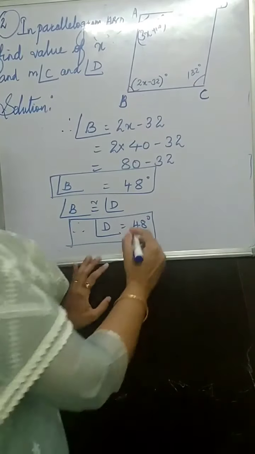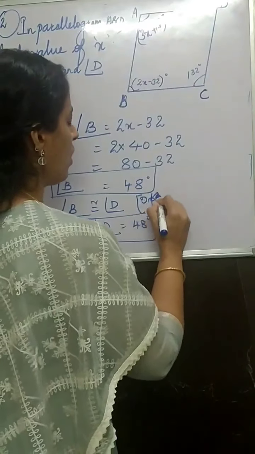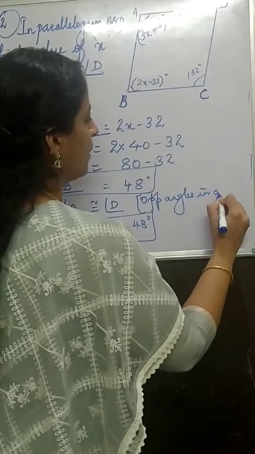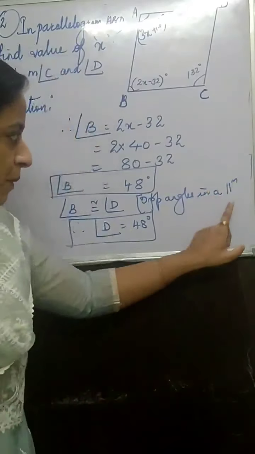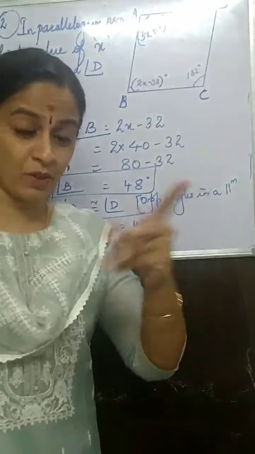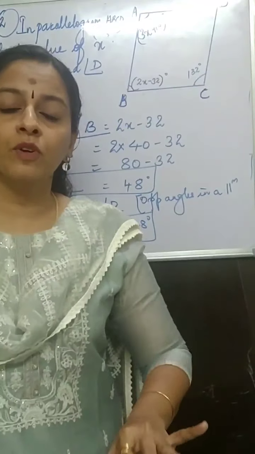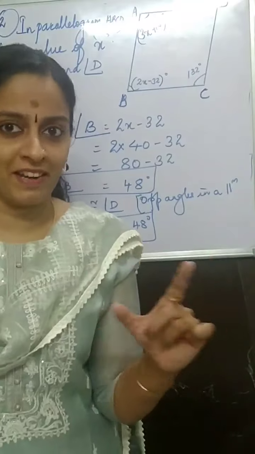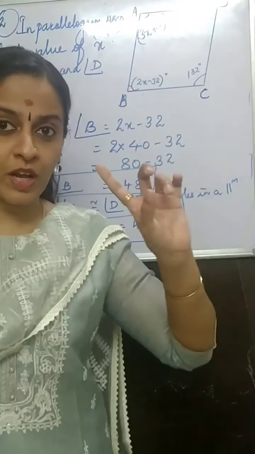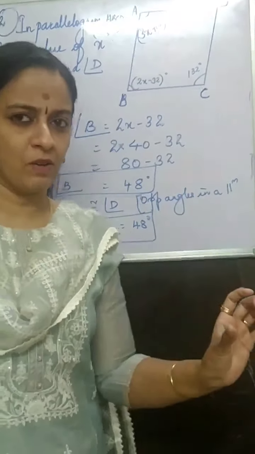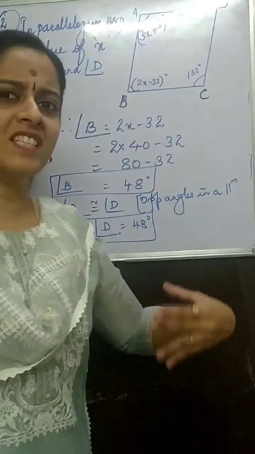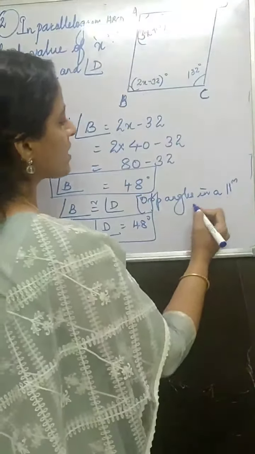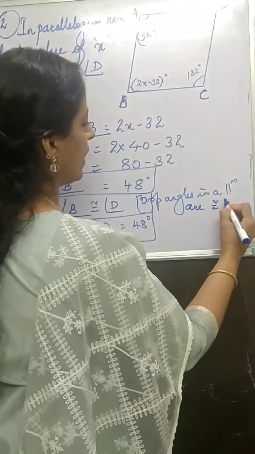So here, write the reason: opposite angles in a parallelogram. Now, for parallelogram you can use this symbol, but don't use it in the exam. If you use it in 10th standard, you will not get into merit. So there you have to write the full word, parallelogram. Because we are writing the reason again and again, you can use this symbol for the timing. Opposite angles in a parallelogram are congruent.